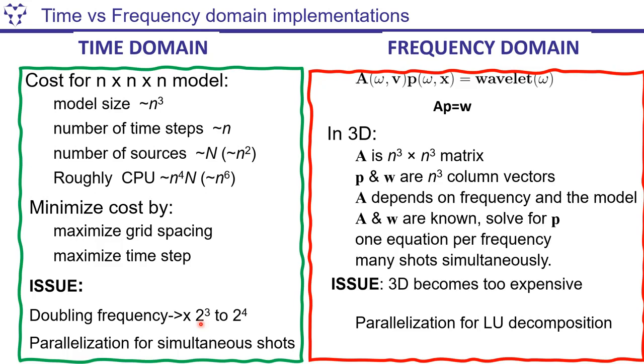Now, there are two different ways to implement full waveform inversion. You can do it in the time domain or the frequency domain. And in each case, you can analyze the computational cost dependency. In this talk, I will mostly focus on the time domain, and the reason is because the frequency domain is not that efficient for 3D surveys. So for the time domain, the computational cost can be traced to be proportional to the 6th power of the number of cells along each dimension.